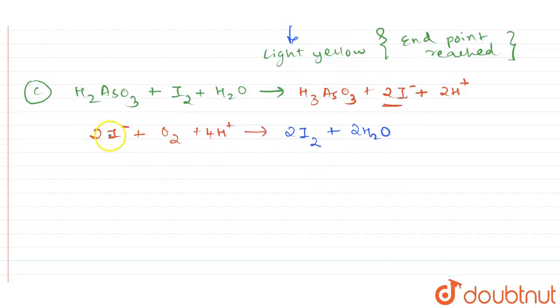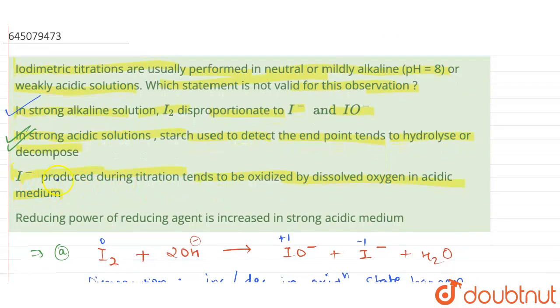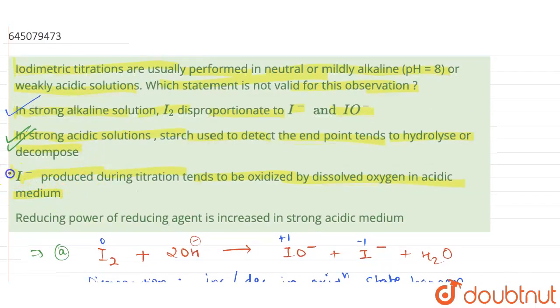In this case, what has happened? The oxidation state is -1 and here it is 0. So basically what has happened over here is the loss of electron. Loss of electron means what? It is an oxidation reaction. If this molecule, that is iodide I minus, is undergoing oxidation, that means it is going to act as a reducing agent. So from the options given, the statement that I minus produced during titration tends to be oxidized by dissolved oxygen in acidic medium: it is getting oxidized, right? So we saw that it is getting oxidized due to dissolved oxygen. So this statement is also true.